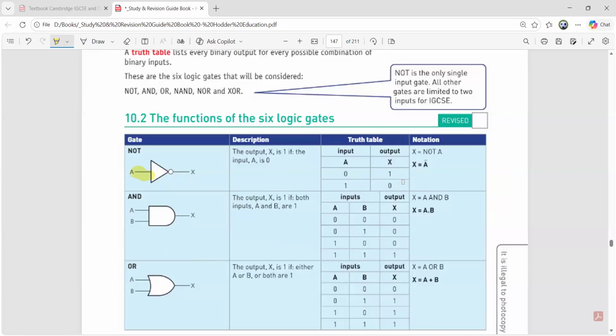Now moving to the AND gate. What is the AND gate? Basically, AND is simply the multiplication. You can call this multiplication also.